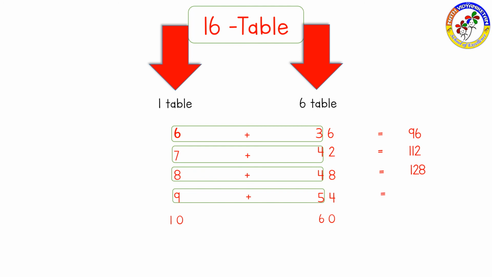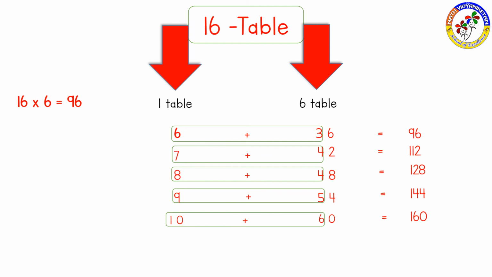9 plus 5 is 14, and write 4 as it is. That is 144. Now 10 plus 6. 10 plus 6 is 16, and write 0 as it is. That is 160. So here is the 16th table from the 6th step.